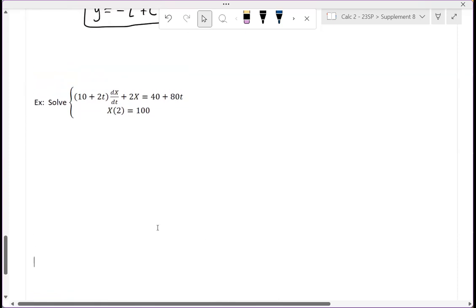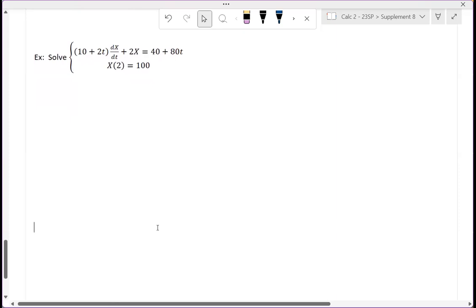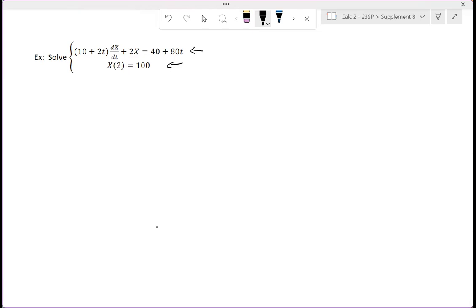Okay, if we look at a second example, here we have an initial value problem. So we have a differential equation paired with an initial condition. I'll start this off by getting my differential equation into standard form. So if I divide through by 10 plus 2t, so here we have function x of t. t is the independent variable.